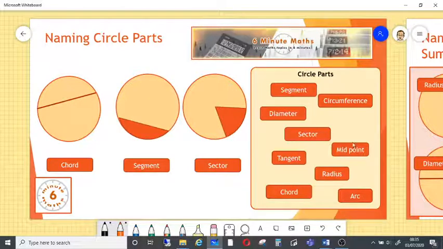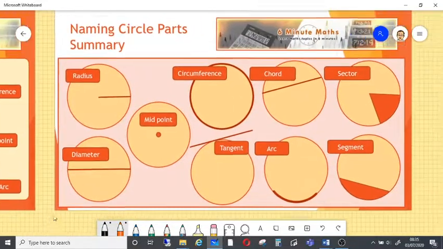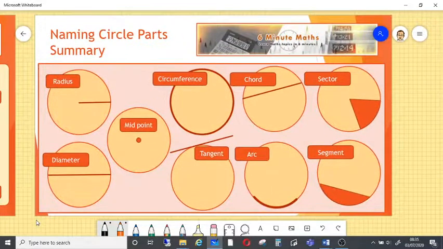Okay, so just to summarise, if you want to take a picture on your phone you can do. So you've got a nice revision card there. The radius goes from the centre to the edge. It's a line that goes from the centre to the edge. The diameter goes all the way across through the midpoint. The midpoint is the centre point of a circle. The circumference goes all the way around the edge. It's a fancy name for a perimeter.